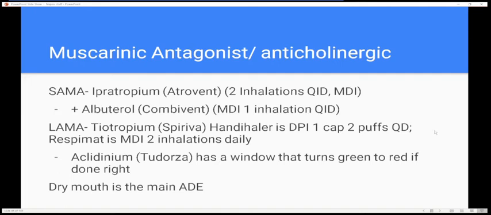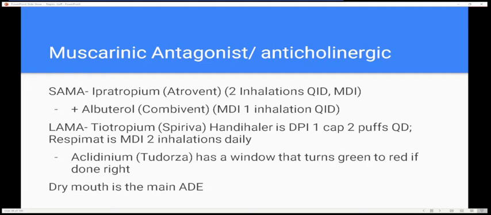For the muscarinic antagonist or anticholinergic drugs, you have the SAMA, a short-acting muscarinic antagonist. Ipratropium is that, and the brand name is Atrovent. If you combine ipratropium with albuterol, that's Combivent. A LAMA is what you probably see the most. That's tiotropium, which is Spiriva. And aclidinium is Tudorza, which has a window that turns from green to red if used correctly.